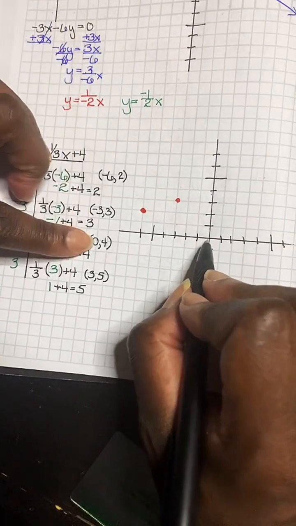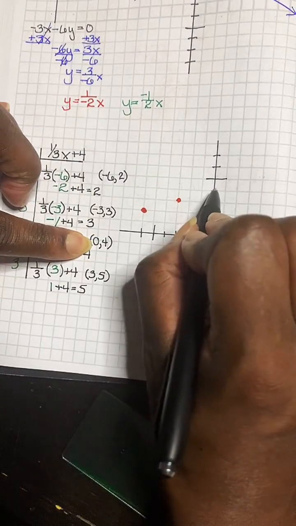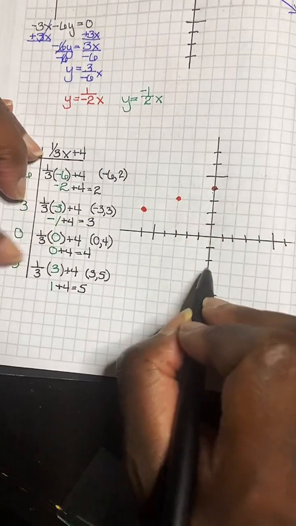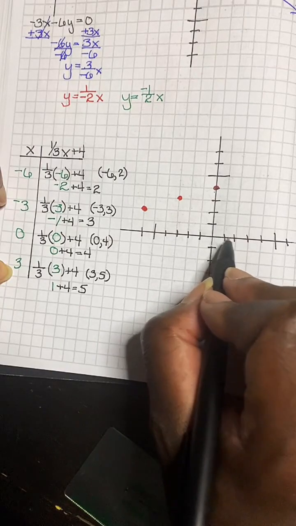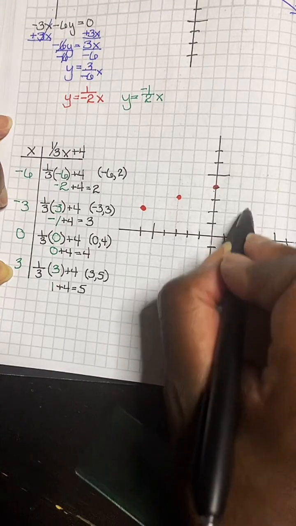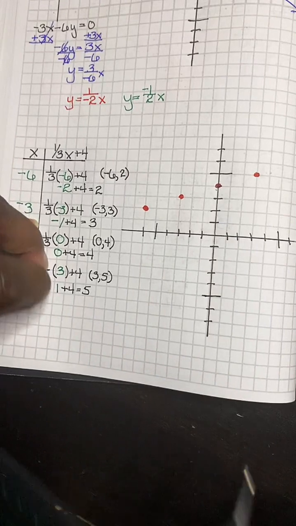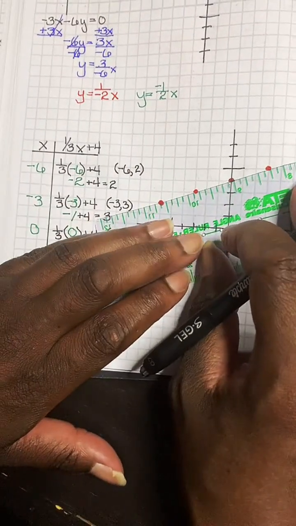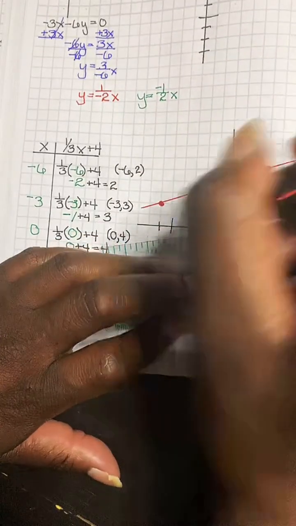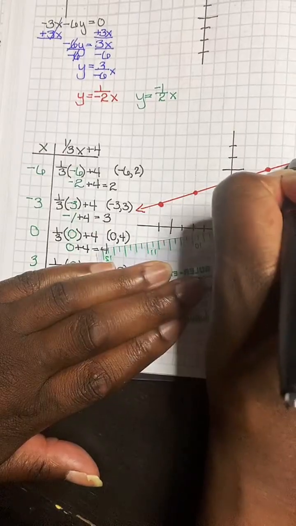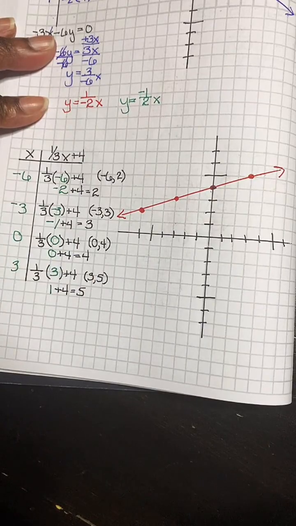Starting at the origin, we're at 0, 4. So we don't go left or right, we just simply go up 4. And lastly, starting at the origin, our next point is 3, 5. Go to the right 3, because it's a positive 3, and then go up 5. And then you can see our nice little line. Looks like it took more time for me to draw the graph than to actually do the math. And that's how you graph linear equations.